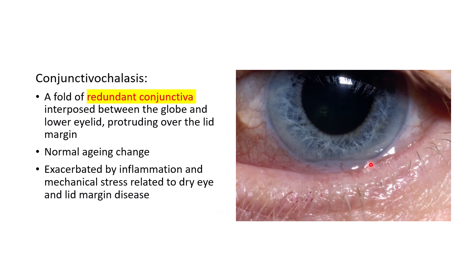Conjunctival calluses. Now, this may be seen in older people, especially. So, basically, this is a fold of redundant or extra conjunctiva interposed between the globe and the lower eyelid. Okay, so this is excessive conjunctiva that is sort of overhanging. It's a normal aging change, and it may be exacerbated by inflammation and mechanical stress related to dry eye and lid margin disease, right? So, that's the redundant conjunctiva over there.